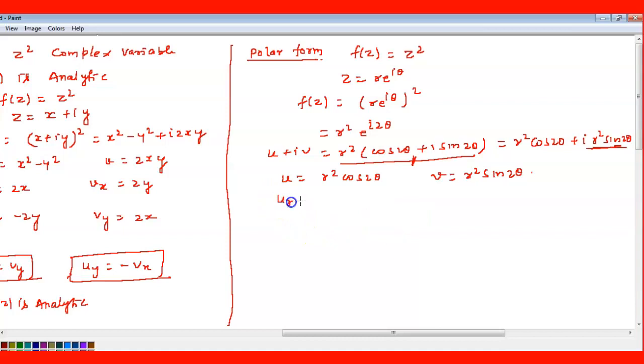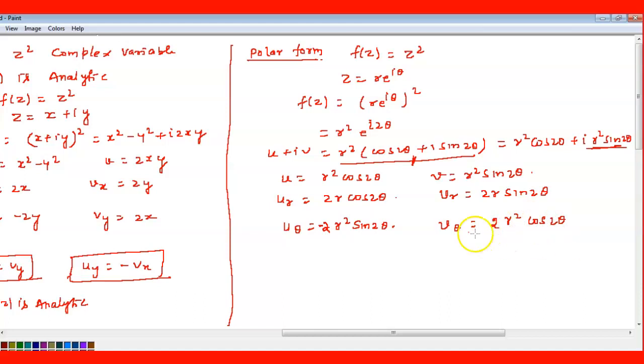So now you tell me differentiation of u with respect to r. So cos 2 theta is constant outside, and r square differentiation is 2r. u theta means differentiate u with respect to theta. So r square is outside, cos 2 theta differentiation is minus sine of 2 theta into 2, right? So 2 I will write it here, this is minus. Similarly, v r: r square differentiation is 2r and sine of 2 theta, and v theta is equal to, you can write here, r square, as it is only sine differentiation is cos of 2 theta into 2.